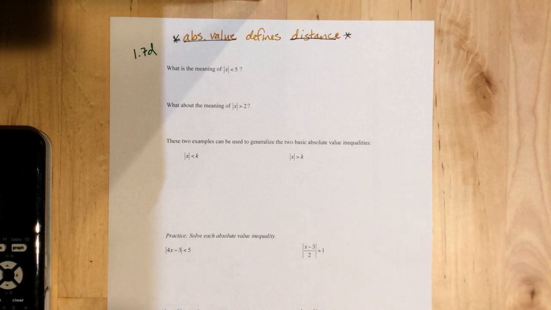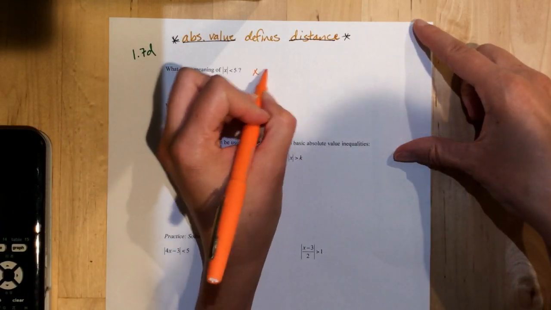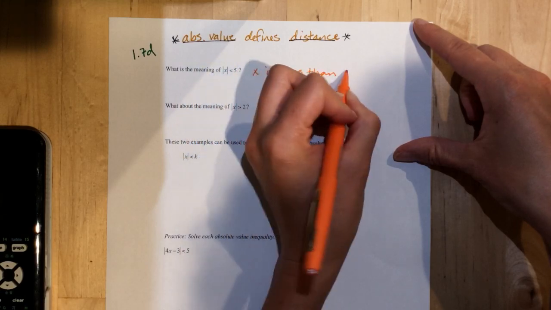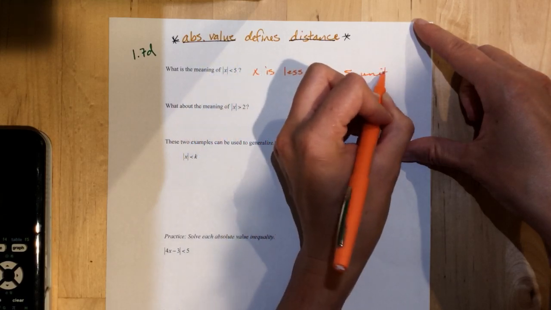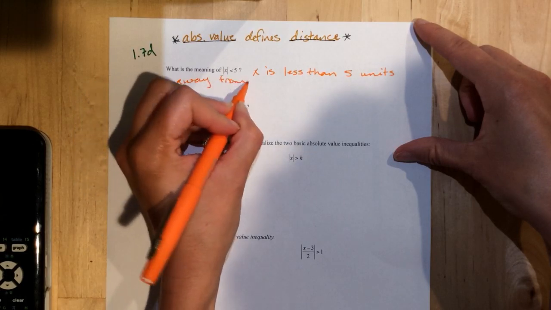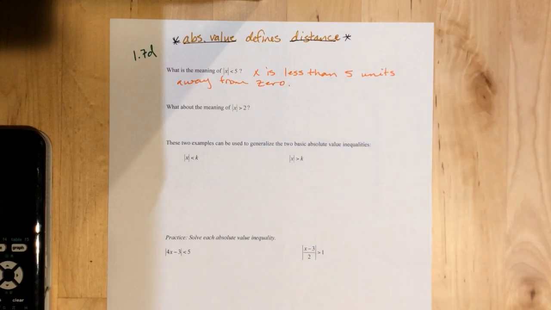So let's talk about the meaning of absolute values and inequalities. What's the meaning of the absolute value of x being less than 5? Well, remember, we're measuring distance. So what this says is that x is less than 5 units away from 0. Or our number is less than 5 units away from 0.